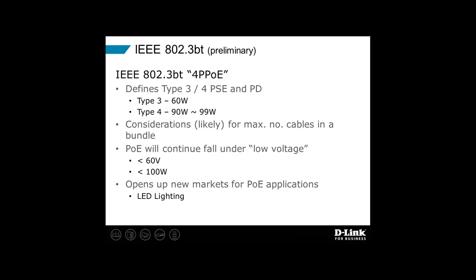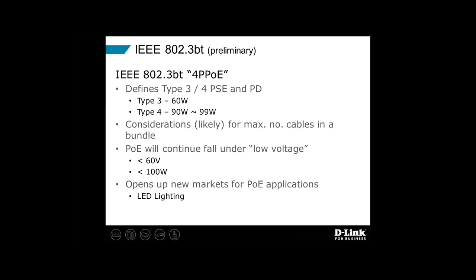There will likely be considerations for how many Ethernet cables you can have in a bundle. Remember, when you're running this kind of power through the LAN cables, they're going to warm up a little bit, and if you have a bundle of cables, you will have some heat considerations. So they'll address that. I'm hearing that for the type 3 PSE, keeping LAN cables to 100 or less per bundle is likely what we'll see, and for the type 4 PSE with 90 to 99 watts, it'll be less than that. I'm not sure what that number is, but we'll stay on top of the standards committee's work, and we'll learn that as it comes about.